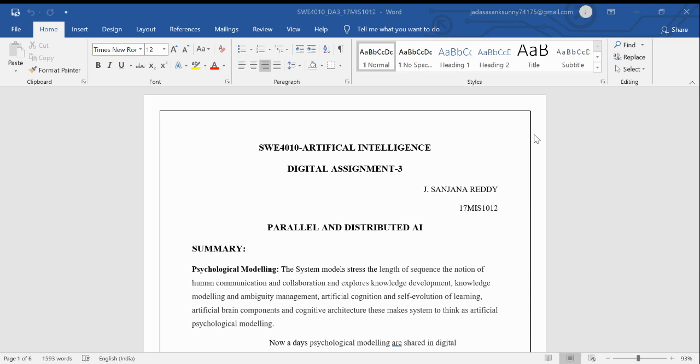Now I'm going to explain parallel and distributed AI. The first step is psychological modeling. Psychological modeling is a sequence of notions that acts as the communication between the human and the system. It has a cognitive architecture, like artificial psychological modeling.